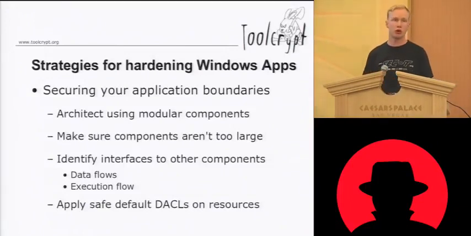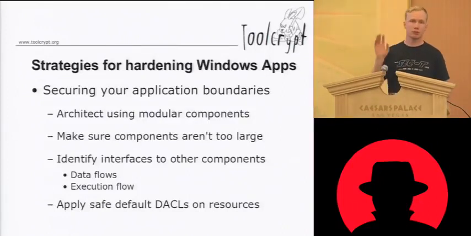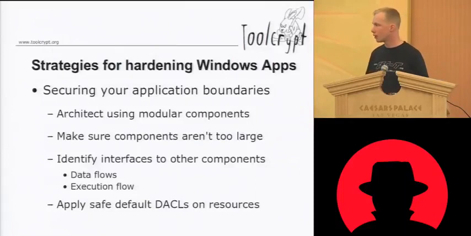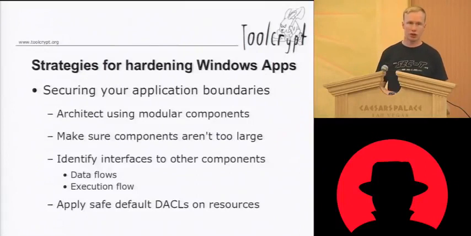This is especially important if you've got kernel code in your application. If you've got code in userland that needs to communicate with the kernel component using, for example, a named device object or something like that, it's very important to make sure that you've got safe DACLs on the kernel component so that somebody else can't go in and start talking directly to your kernel code, because that opens up a lot of attack surface that you don't want to be exposing.